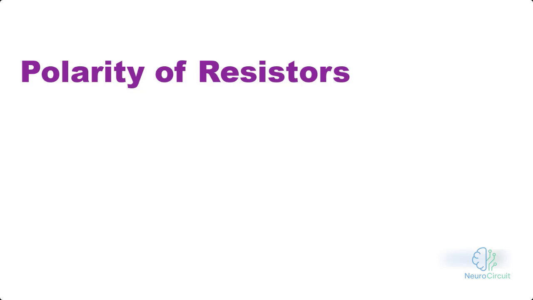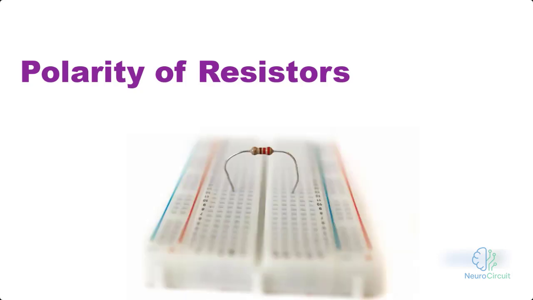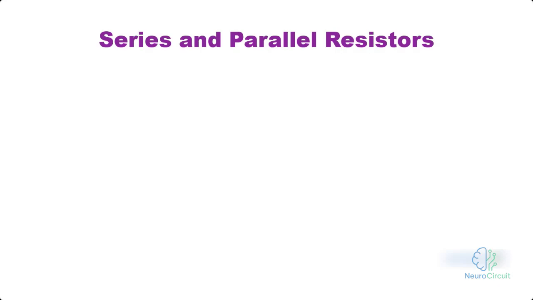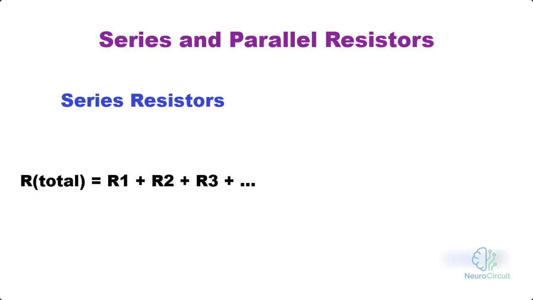Polarity of resistors. Resistors have no polarity, meaning you can place them in any direction in a circuit without affecting their performance. Series and parallel resistors. Series resistors. When multiple resistors are connected in series, the total resistance equals the sum of the individual resistances. And we have this formula for the total. Example, we have 3 100 ohm resistors in series, so we'll have a total resistance of 300 ohms.